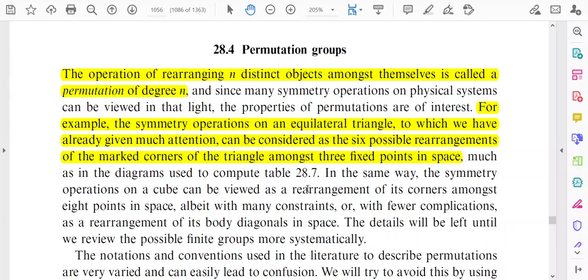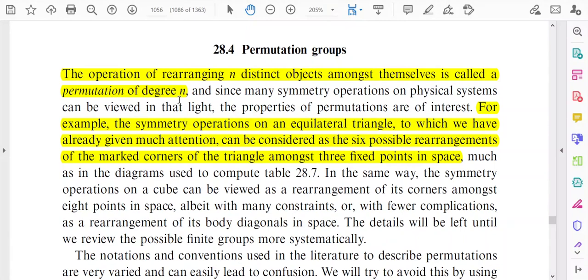Welcome everyone. In this lecture I am going to discuss permutation groups, and the content of this lecture is from the textbook Mathematical Methods for Physics and Engineers by Riley, Hobson and Bence. Now what is permutation? The operation of rearranging n distinct objects amongst themselves is called a permutation of degree n.